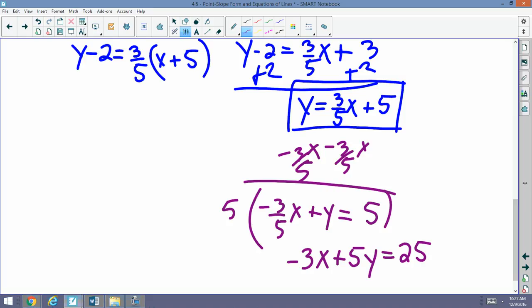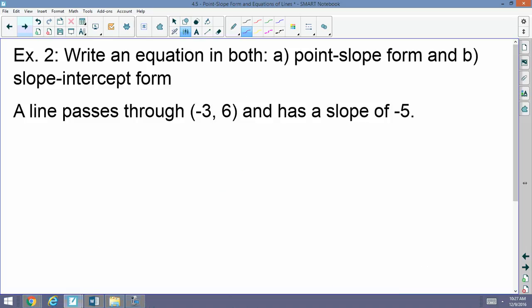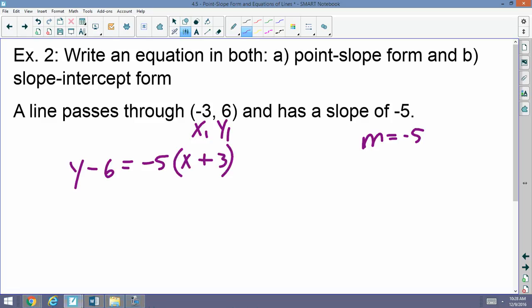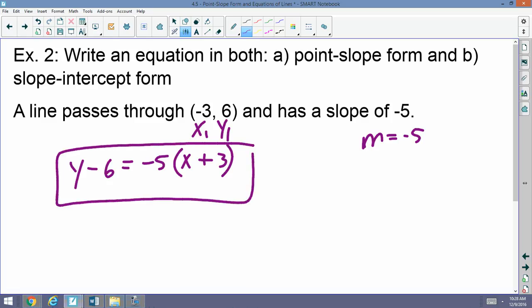Okay. So let's do this. Write an equation in both point slope form and slope intercept form. Okay, so I've got y. Follow directions. My slope is negative 5, so m is negative 5. That's my x1. It's my y1. So now I got y minus y1 equals m times x minus x1, so it becomes a plus 3. Does that make sense, guys? That is point slope form. I am done.